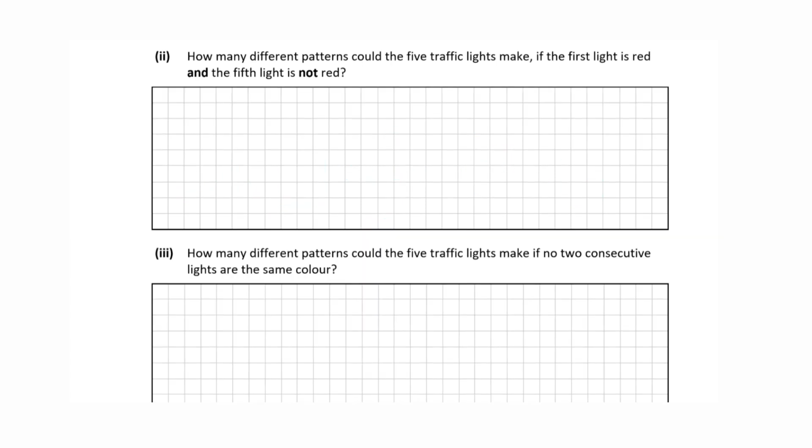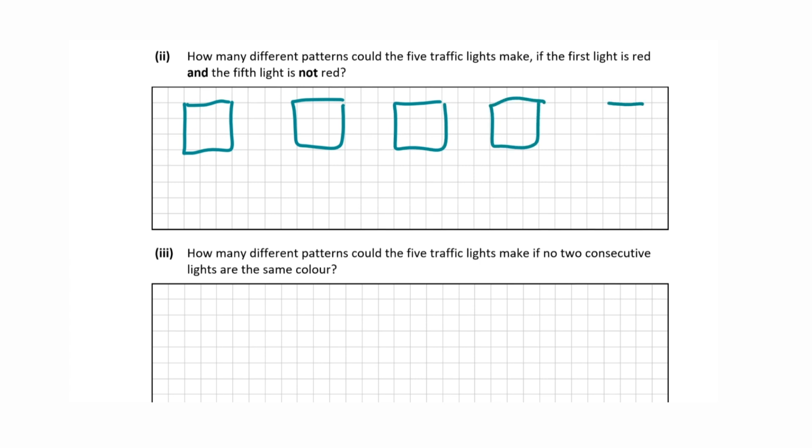In the next part of the question, we do have a condition. How many different patterns could the 5 traffic lights make if the first light is red and the 5th light is not red? So the first thing that we have to do is deal with the conditions first. So if the first light is red, then we only have one option or one outcome for the first light, and the 5th light is not red, so that means it could be green or orange. So there's only 2 possibilities there. So the rest are unaffected, so the rest are just going to be 3, because they can be either red, orange or green. So now we just have to multiply them together. So that's going to be 1 by 3 by 3 by 3 by 2. So that'll give us an answer of 54.